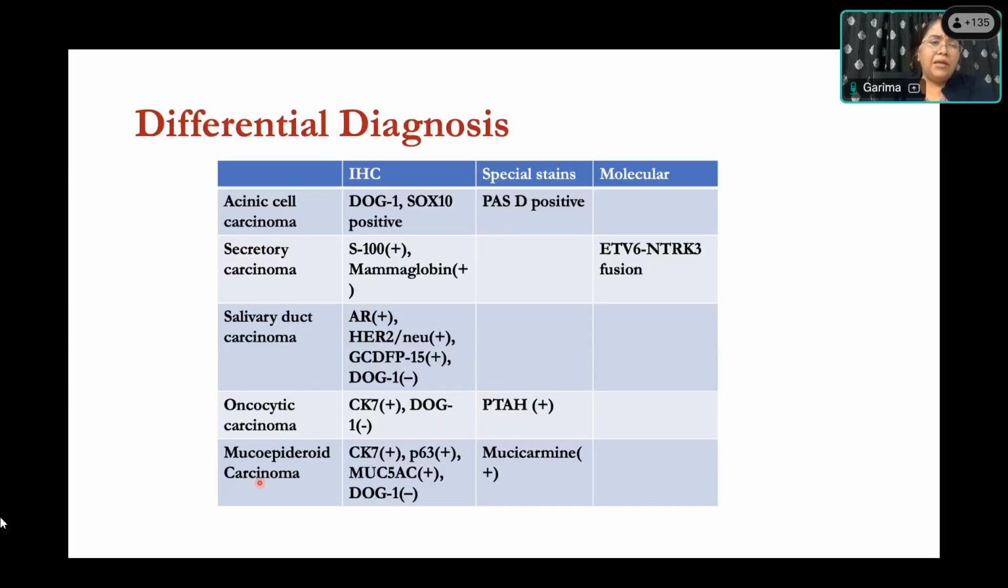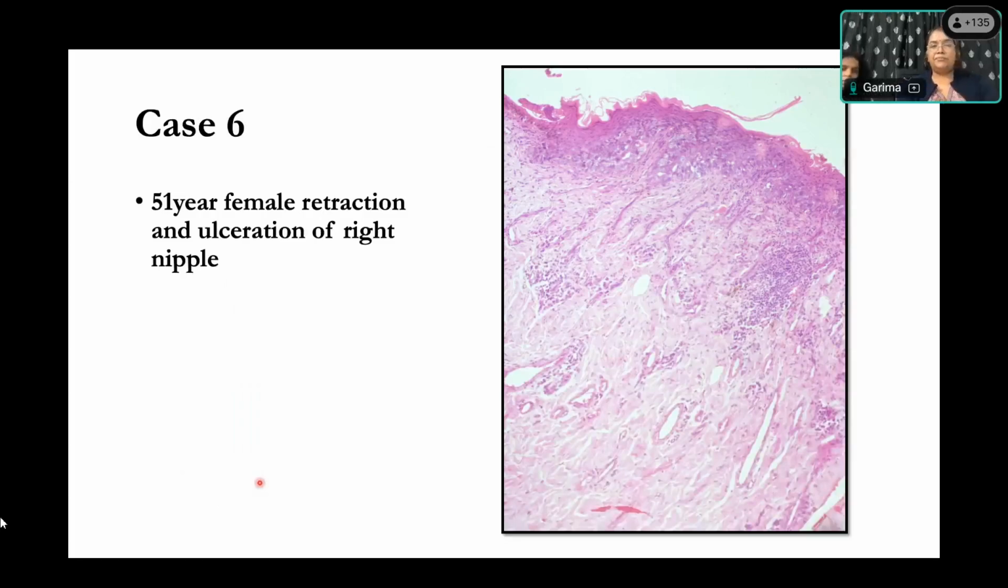But in this case, the diagnosis was simple. We had a confusion between acinic and secretory, and we did DOG1, and DOG1 was positive in this case. So the final diagnosis was acinic cell carcinoma. Now we'll move to case number 6.